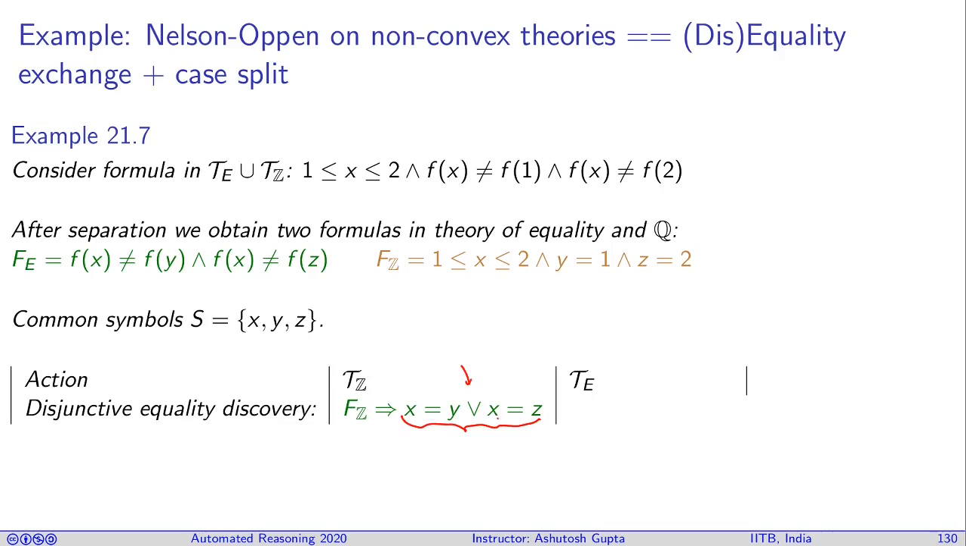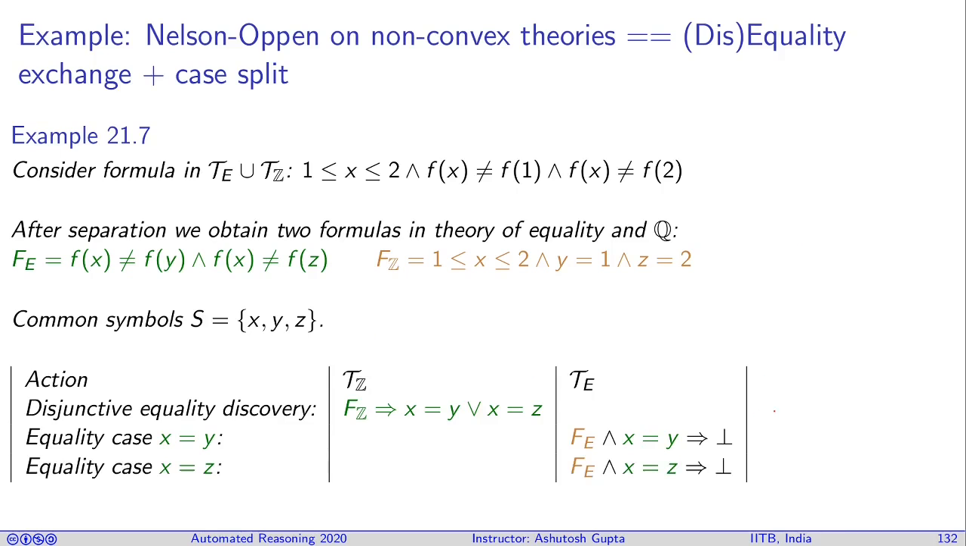If it was a convex theory, then we would have known that one of them must be true, but that is not the case here. Therefore, before passing on to E, we need to do the case split. So there's a case x equals y: if you do x equals y, then this becomes unsat, therefore you get a false. And there will be another case, x equals z, and with x equals z it is also false, therefore the whole formula is unsatisfiable.